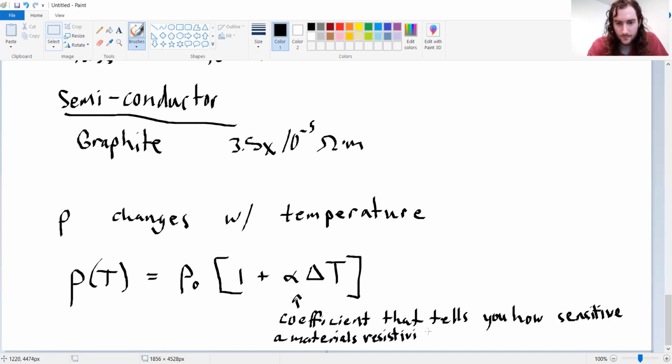Resistivity varies with temperature. Okay, so it's a nice little linear model. You measure the resistivity, let's say at 20 degrees Celsius, and then you want to know how that resistivity changes over time. You use a linear model like this one, where the amount the resistivity changes depends on this coefficient alpha and the amount of temperature change.